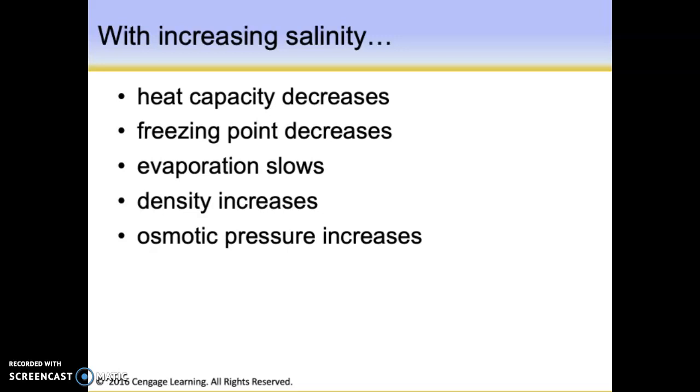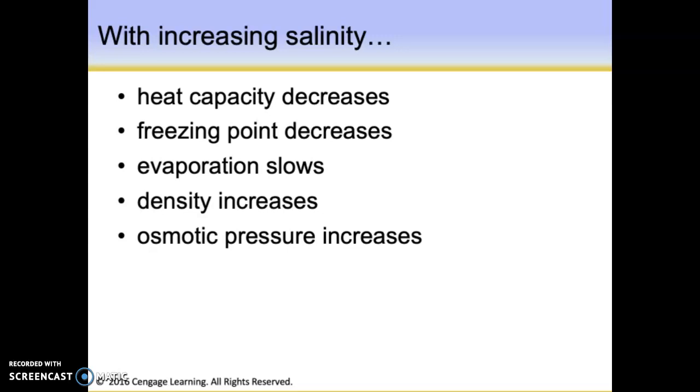So something to remember is with increasing salinity, so as the seawater gets saltier, the heat capacity decreases, the freezing point decreases, evaporation slows down, the density of the water increases, and something called osmotic pressure increases. And osmotic pressure, that's kind of a placeholder. We are going to talk about that later in the semester when we talk about life in the ocean. So the osmotic pressure is going to be important, but it's going to be important when we get to life in the ocean, which is toward the end of the semester.